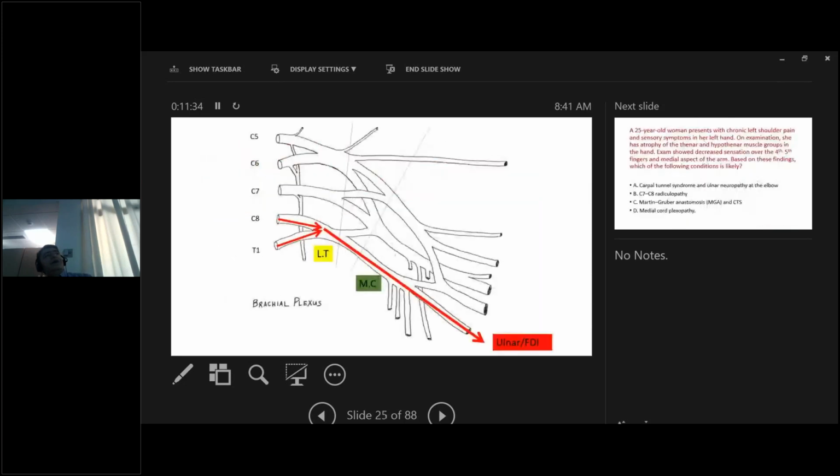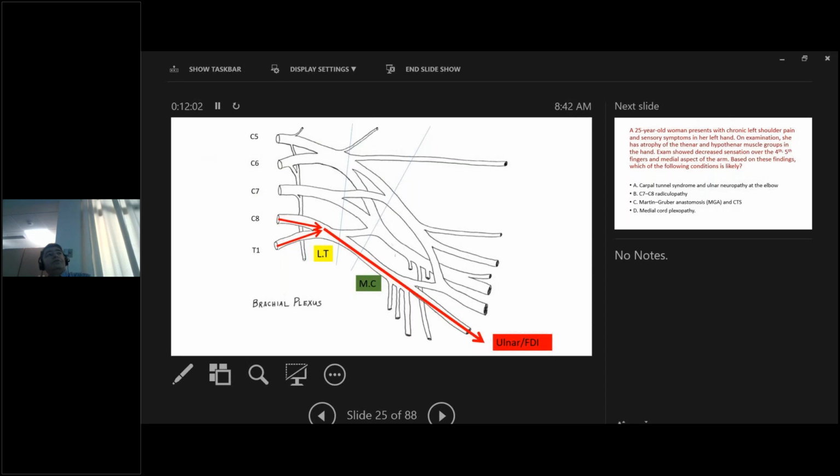The median nerve is not supplied only by intrinsic muscles. The median nerve has two parts: C6 and 7 come from the lateral cord, and C8, T1 come from the lower trunk and medial cord. Okay.